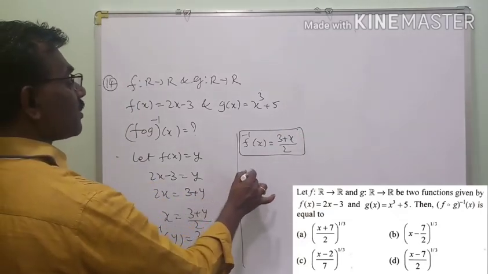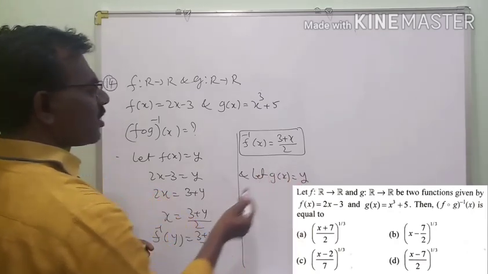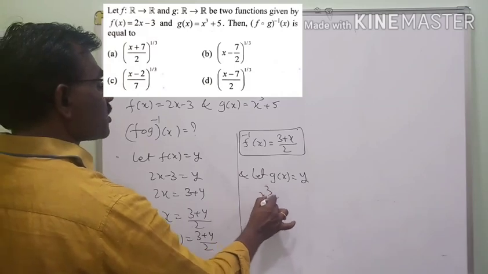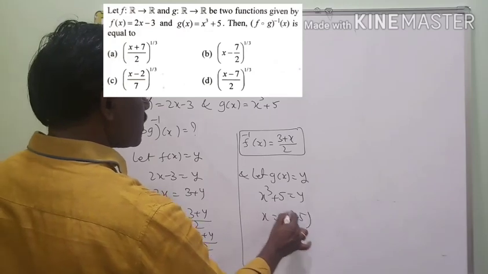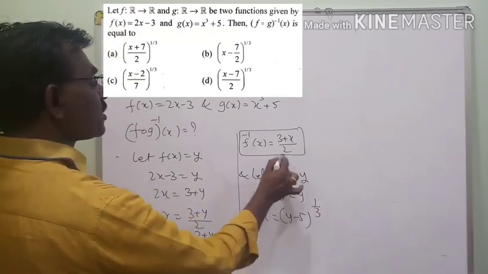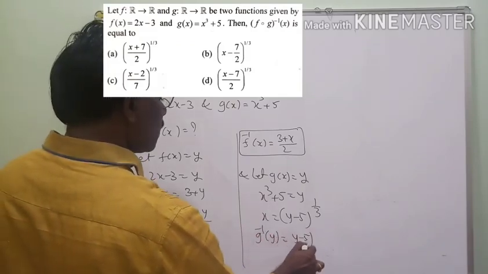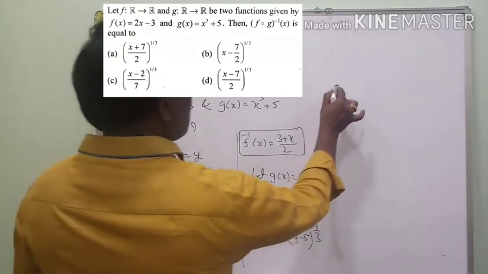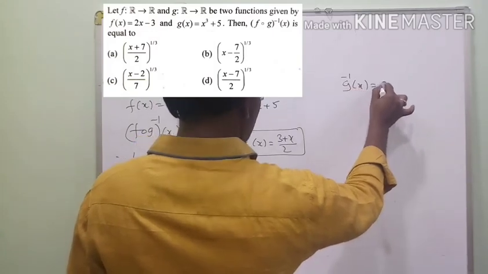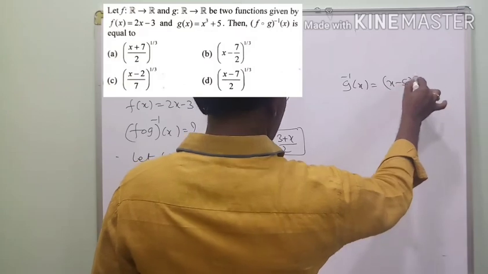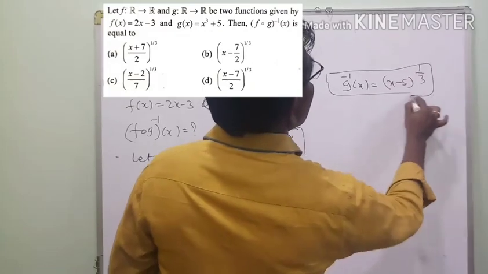And let g of x be equal to y. x cube plus 5 equal to y. What is x? (y minus 5) whole raised to 1 by 3. x is nothing but G inverse of y, which is (y minus 5) whole raised to 1 by 3. Or G inverse of x is equal to (x minus 5) whole raised to 1 by 3. So this is G inverse.